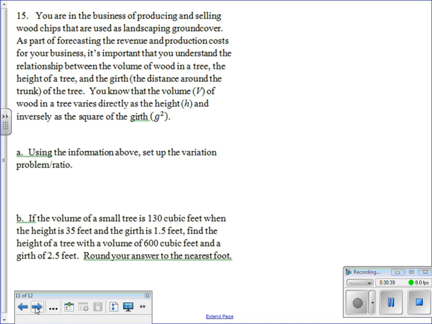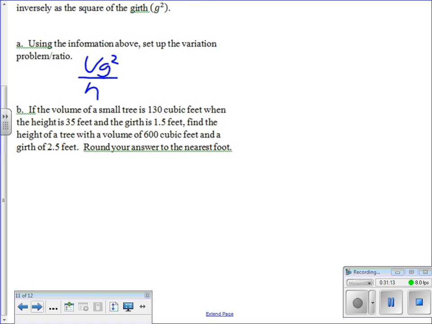Okay, you know that the volume of the wood in the tree varies directly as the height and inversely as the square of the girth. Okay, volume varies directly as height, volume over h, inversely as the girth, VG squared over h. And that's just know it directly, know what inversely means, and how to set it up. Take that, plug in what you know.